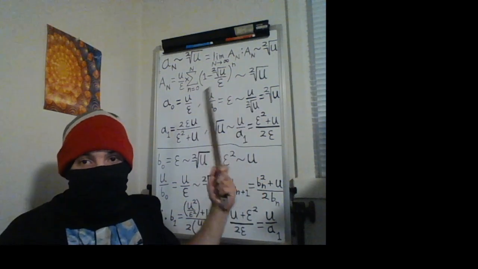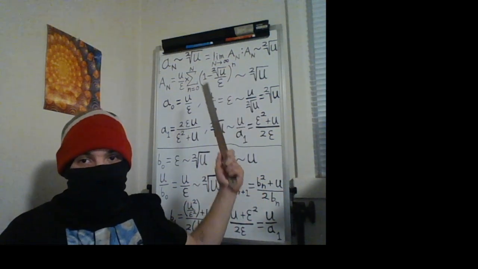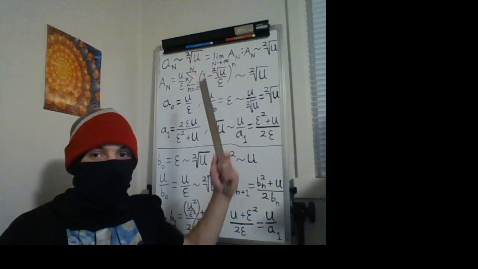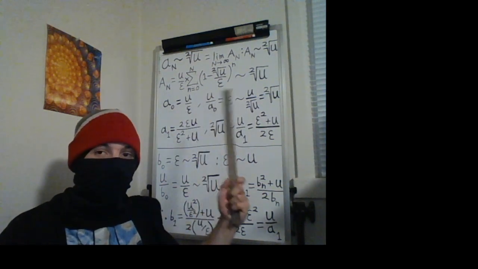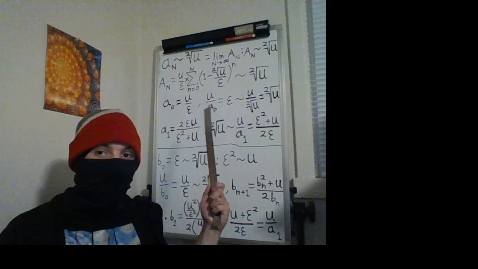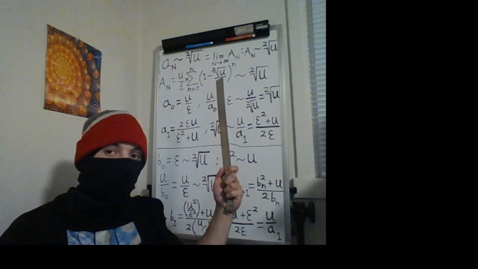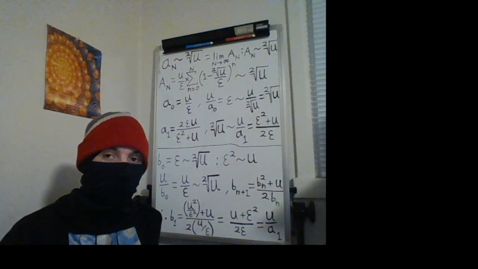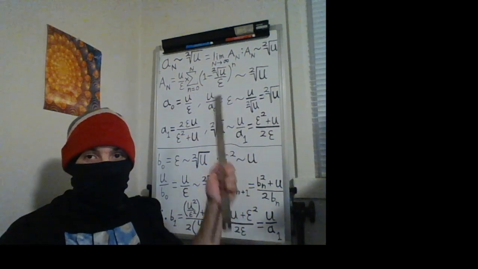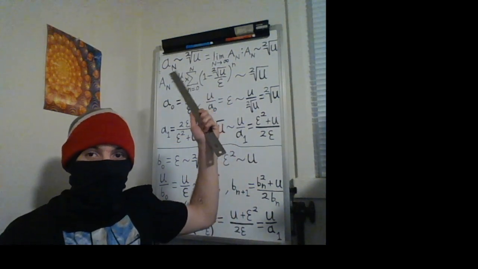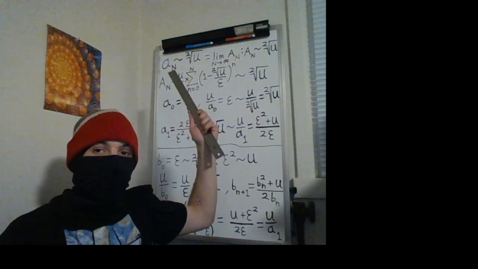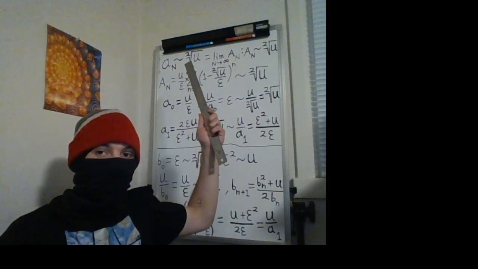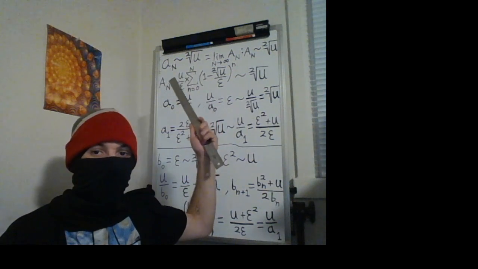Evaluating the sum for a particular value of capital N and simplifying it, you'll find it's always linear with respect to the square root of u. Solving that asymptotic relationship for the square root of u gives you the second asymptotic relationship, lowercase a subscript capital N asymptotic to the square root of u. These are the direct approximations.